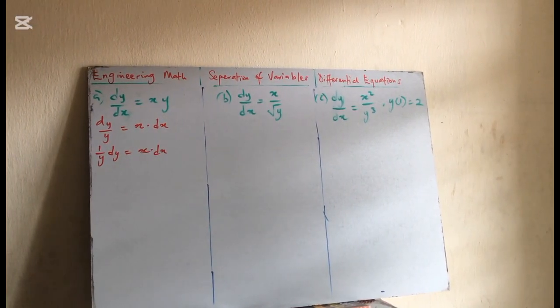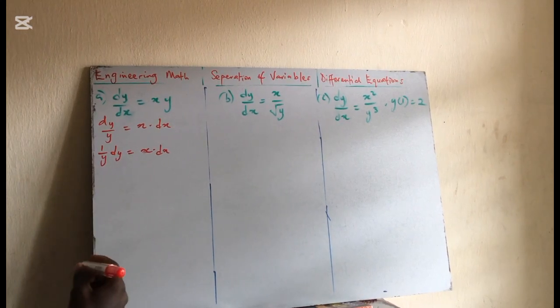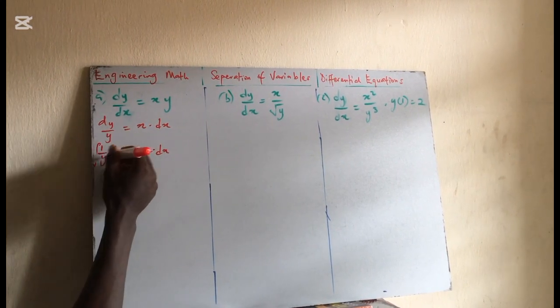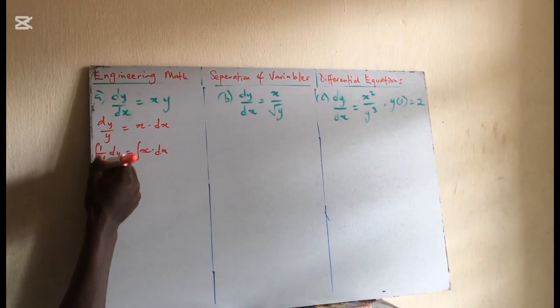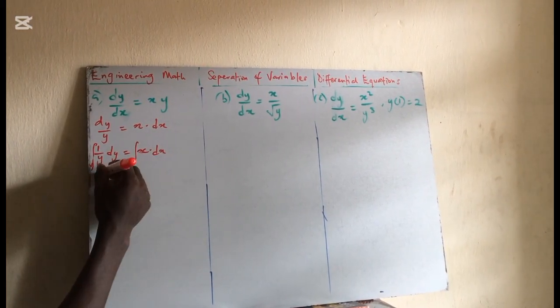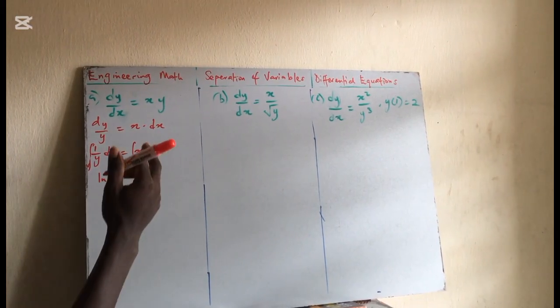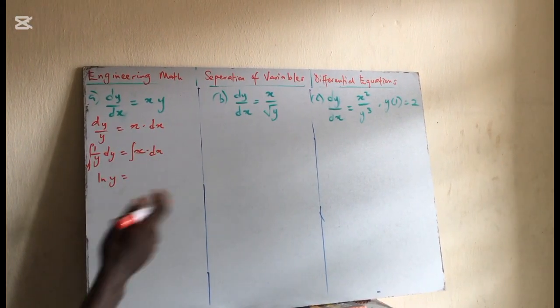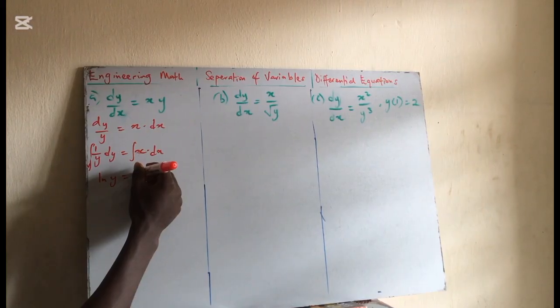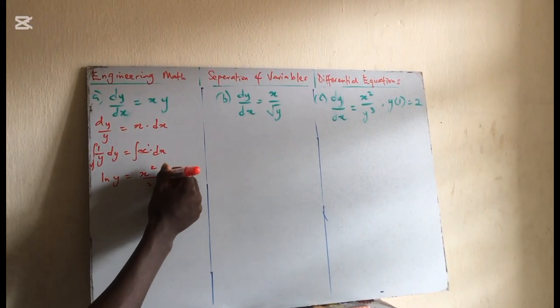Now what do you do from here? You can integrate both sides. If you integrate 1 over y, that will be ln y. Then if you integrate x, when you integrate, it will be plus 1 to the power, then divided by that power. There's a power of 1 here before, so that will be x squared over 2 plus c.